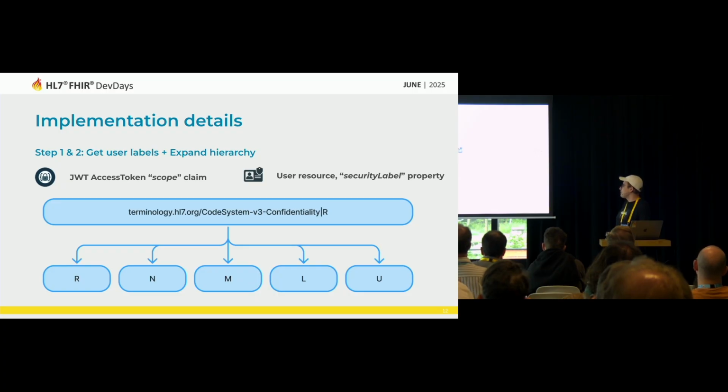Now some implementation details in our FHIR server Aidbox. When label-based access control is turned on and requests come to Aidbox, we first need to collect the user's labels. Here we look at two places. The first one is the JWT access token scope claim. And the second, optional, is the security label property on the user record. And of course, we must not forget to expand the confidentiality hierarchy, so a user with the restricted level will not lose access to normal data.